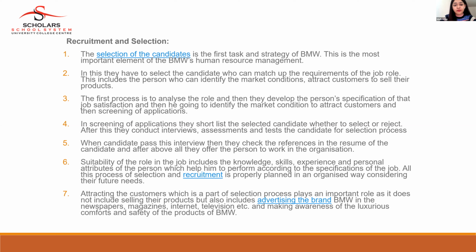Attracting customers is the vital part of the BMW's human resource management process that plays an important role, and it does not include only selling the products, but also advertising the brand. It's not about only selling the product, but also how they need candidates who will be able to sell the brand image, the brand name to their customers effectively.